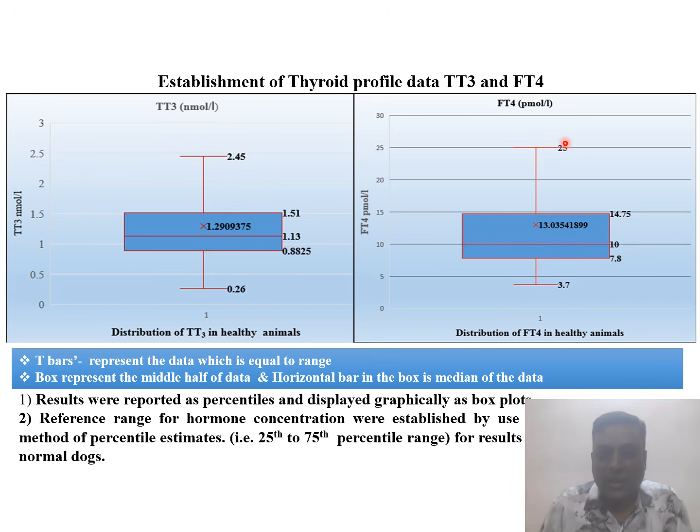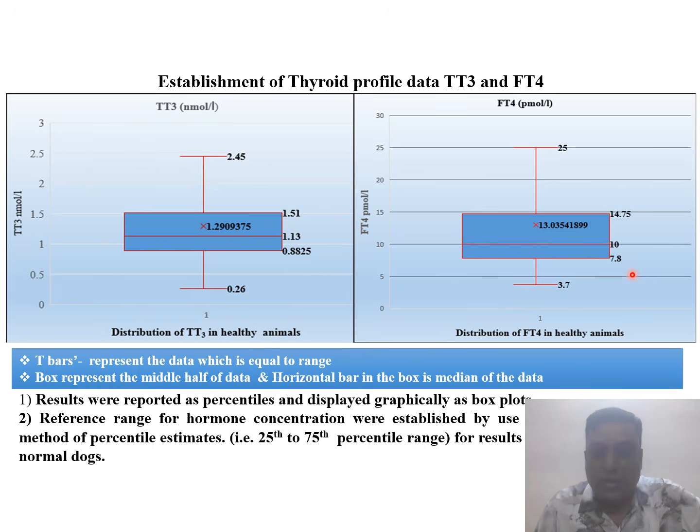Similarly, total T3 and FT4 data we established. Here the reference range is 0.88 to 1.51 and the unit is nanomole per liter. And in FT4, the reference range is 7.8 to 14.75.